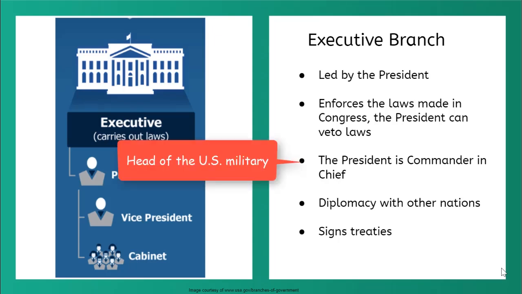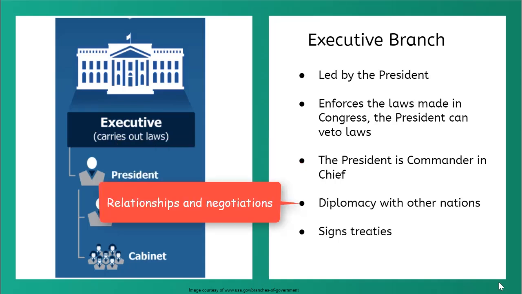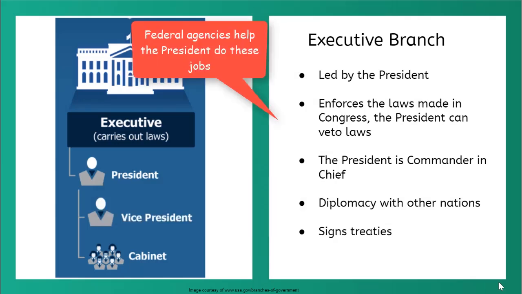That means the head of the U.S. military. The executive branch is also responsible for diplomacy, which is relationships and negotiations with other nations, and signing treaties. There are federal agencies that help the president do all of these jobs.